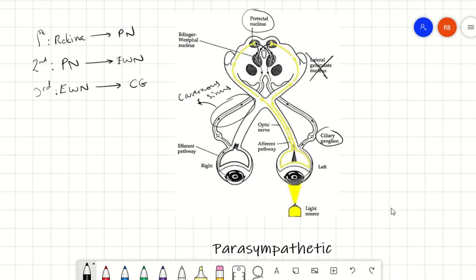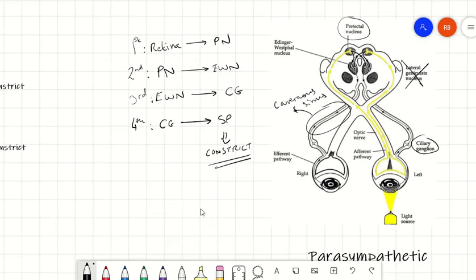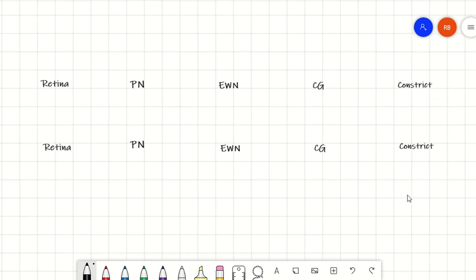Okay, so we've done the third order neuron, and the last, fourth order neuron is now the postganglionic parasympathetic fibers from the ciliary ganglion, and they go in the short ciliary nerve and reach the sphincter pupillae to cause constriction. So that's the normal light reflex. We've talked a bit about the consensual pupillary reflex as well. So just to simplify that, we can do it in a simple flow chart here.